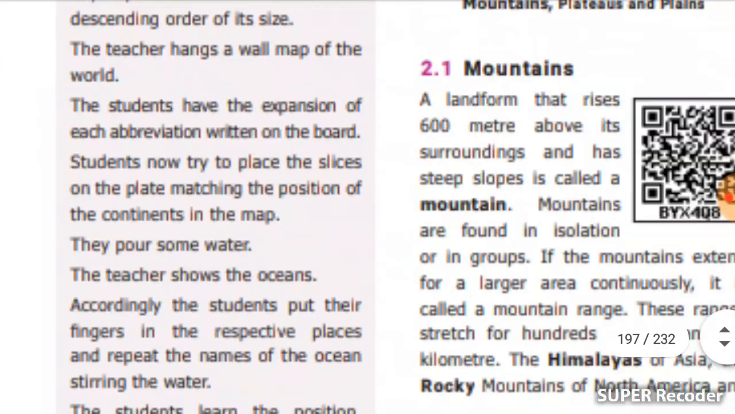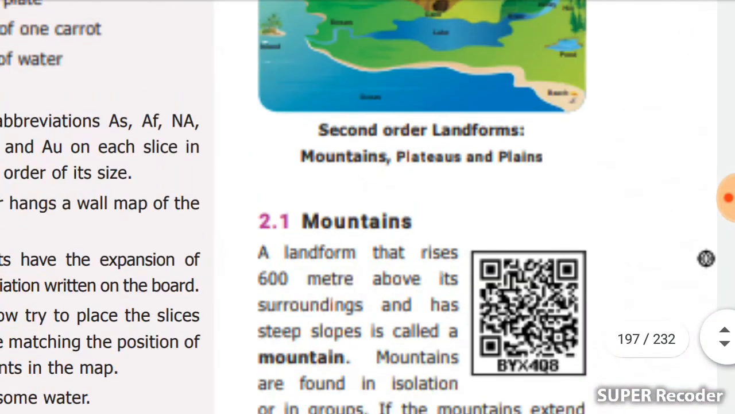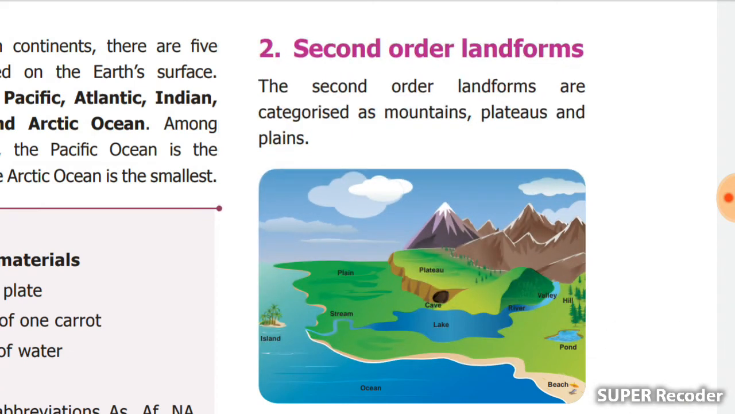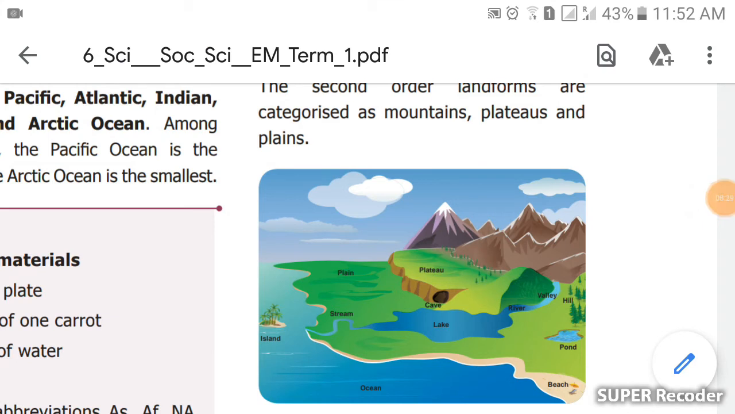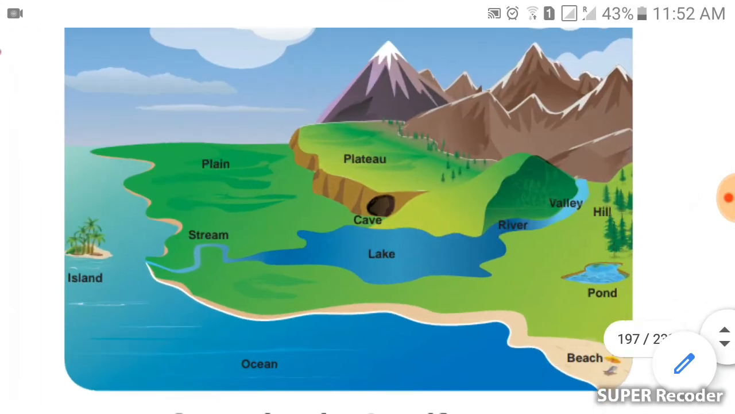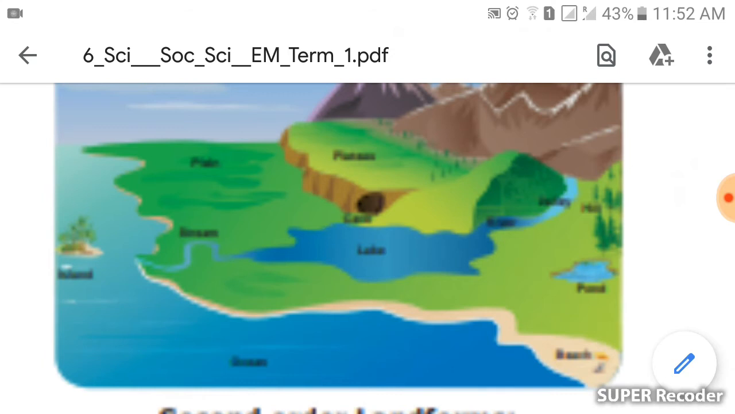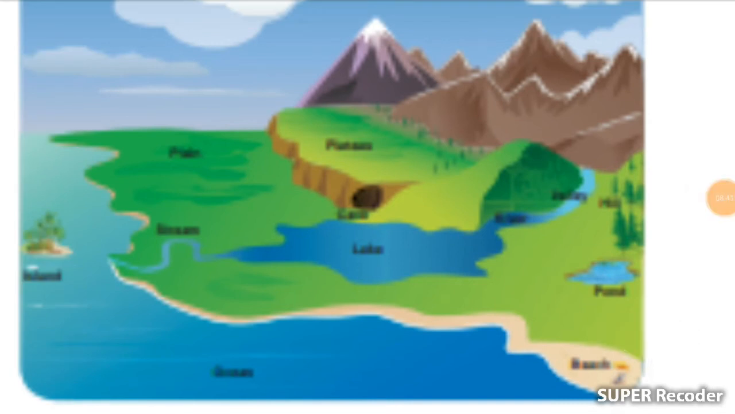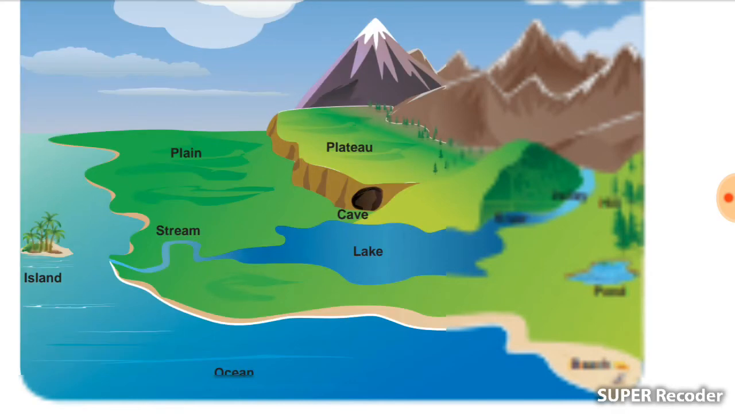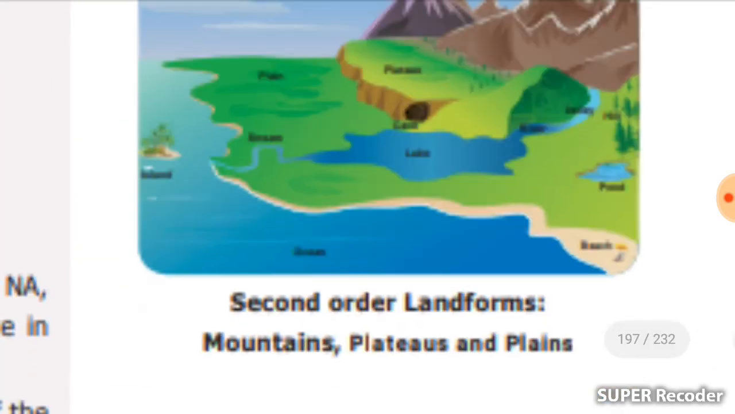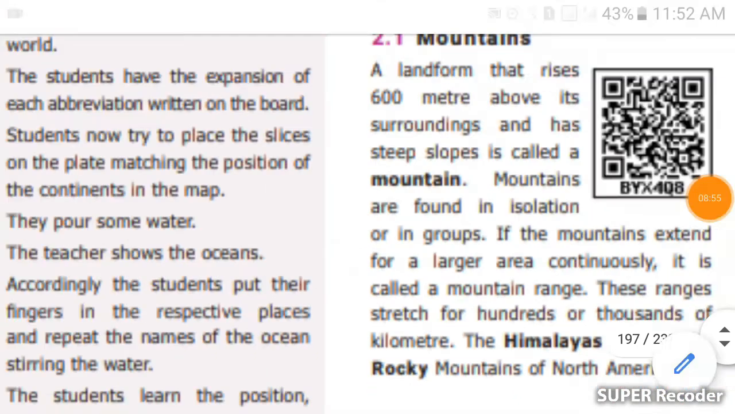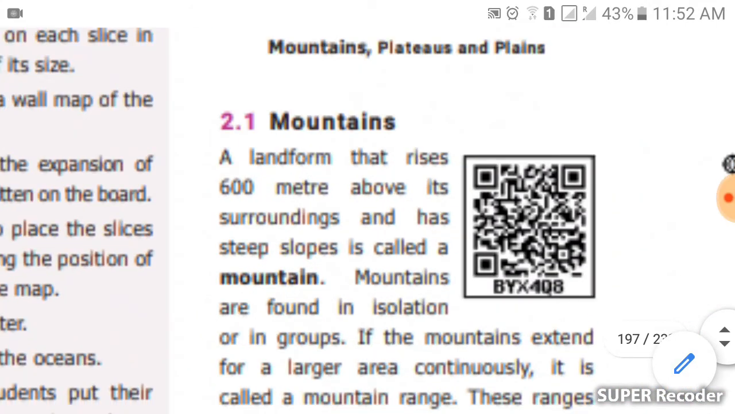Now we are going to know about the second order landforms. What are second order landforms I said? Yes, mountains, plateaus and plains. You can see this picture. See well. Are you able to watch now? Okay. This is called second order landforms. Now we are going to know about mountains.